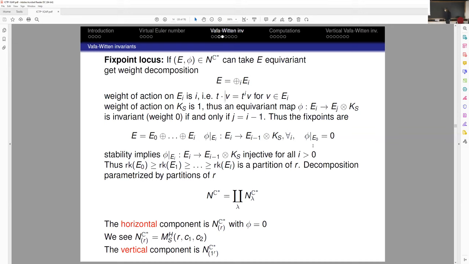And then you could go all the way to the opposite end and have the partition just being 1, 1, 1, 1, 1, R times. And that is called the vertical component.